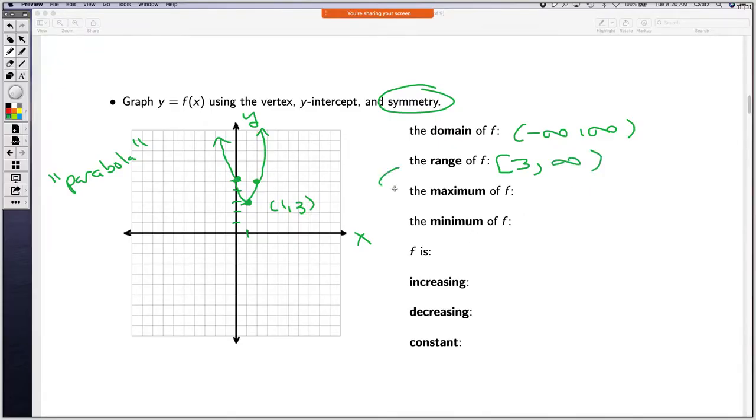We use the range to help us figure out the maximum and the minimum. There is no maximum here because it goes on forever, so there's no maximum for this function. But the minimum is 3, because we've got 3 included there.